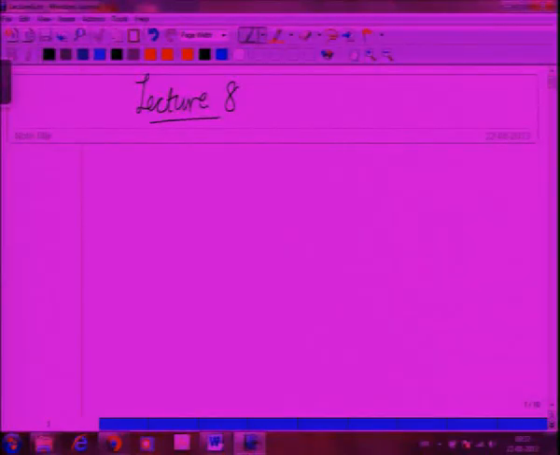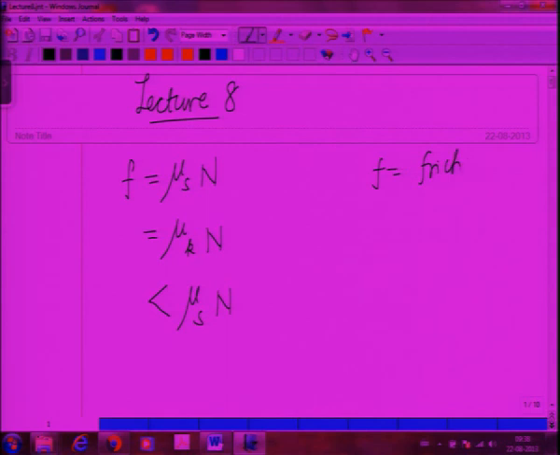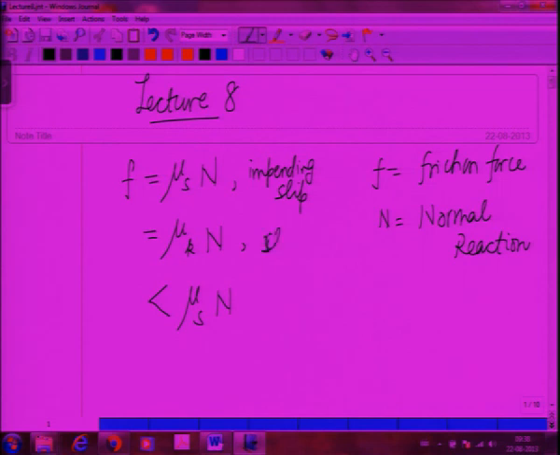as far as the problems of friction went, we stated three conditions: F is equal to mu s N, and these are from Coulomb's laws. These are laws which are F is equal to mu s N. This is the case of impending slip, this is the case of slip, and this is the case of no slip.